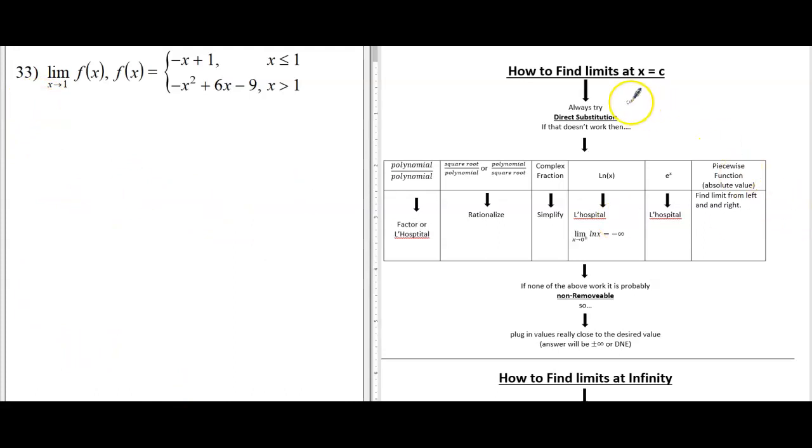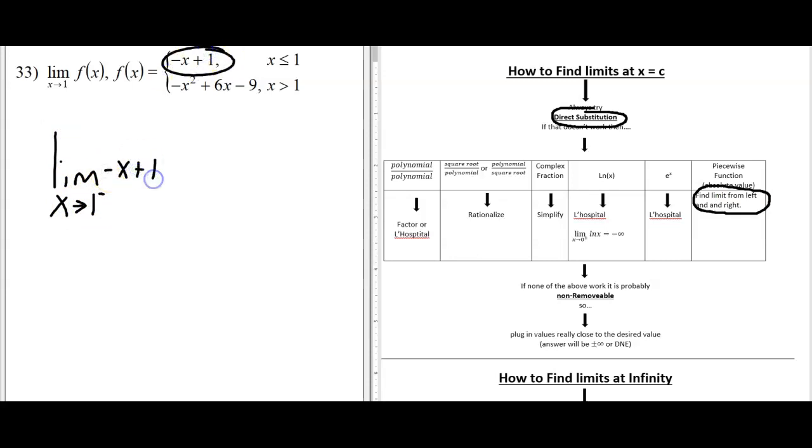Now it's a piecewise function. So when it comes to piecewise functions, what you need to do is find the limit from the right and from the left. You're going to do direct substitution anyway, but you have to do the left and right-handed limits separately. So the limit as x approaches 1 from the left, in which case I would use this piece because that's where x is less than 1, and the limit as x approaches 1 from the right, which is this piece because that's where x is greater than 1, need to come out equal.